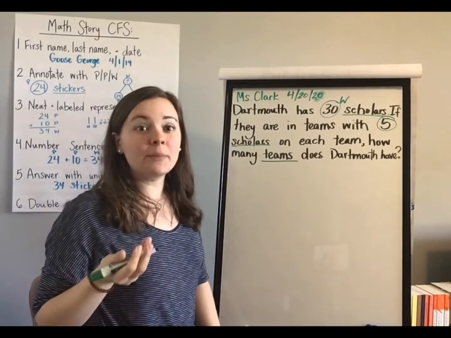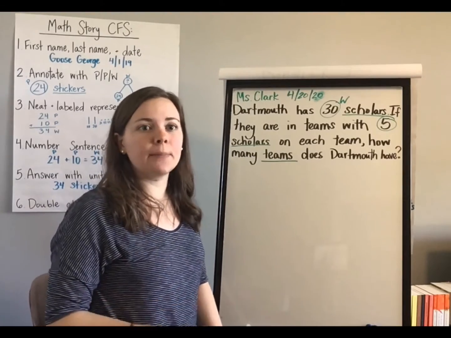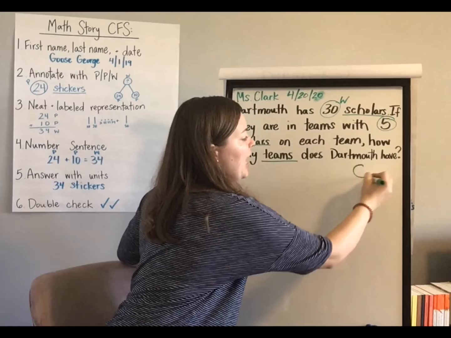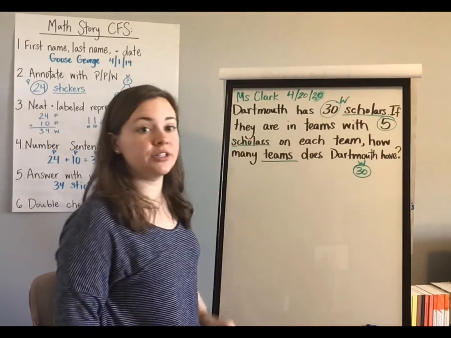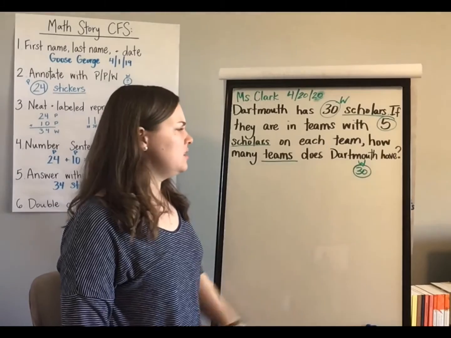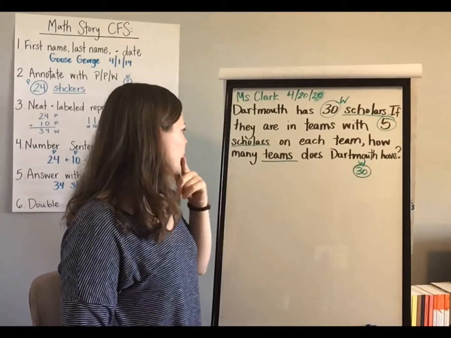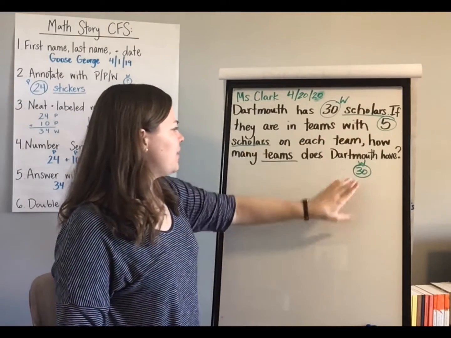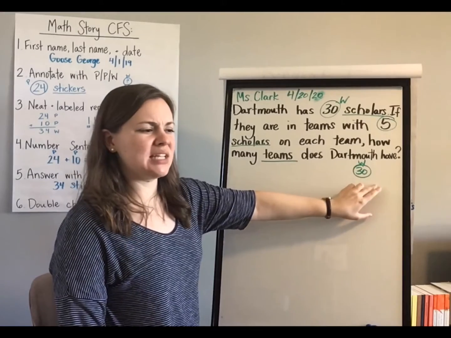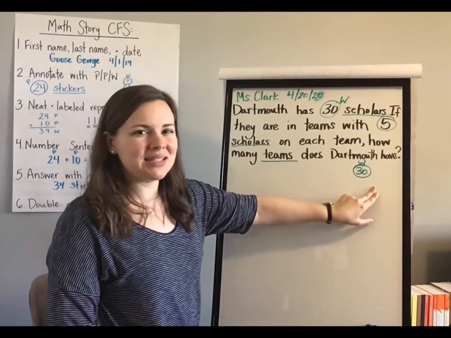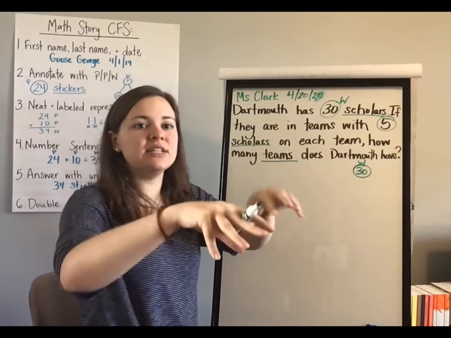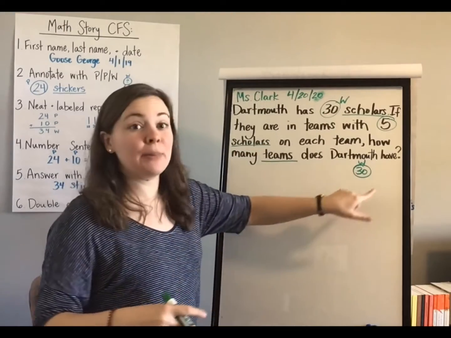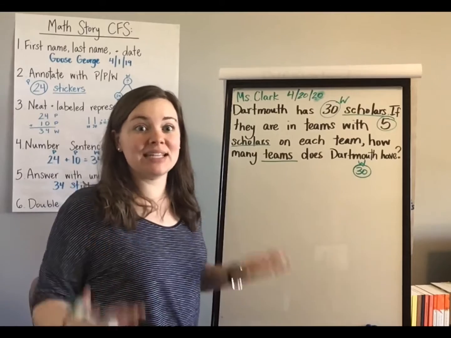Let me see if I can represent a part and whole number bond. I know that Dartmouth has this total of 30 scholars. And then, do I have just 2 parts like normal? Is 5 one of my parts and then the other part is how many teams? No, that wouldn't make sense because these 30 scholars are split out into different groups. I don't know how many parts I have because I don't know how many teams there are.